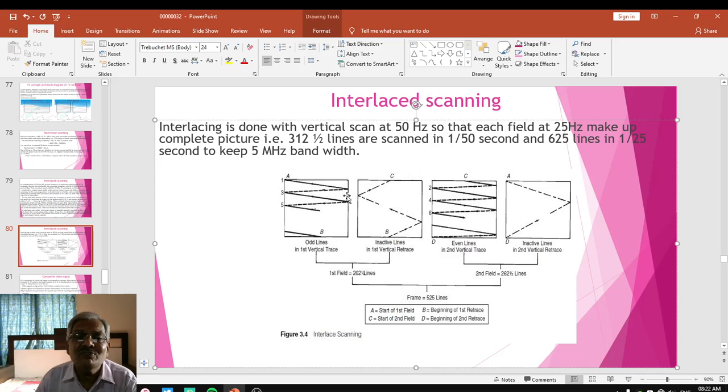Once the odd field is complete, retrace begins and the beam starts moving from the center of the bottom of the screen and reaches the center of the top of the screen. Here, one field completes. At the end of one field, that is the odd 312 and a half lines, at the beginning of the odd field retrace, sync pulses and blanking pulses are introduced to keep the screen blank during the vertical retrace period. After that, the even field begins.